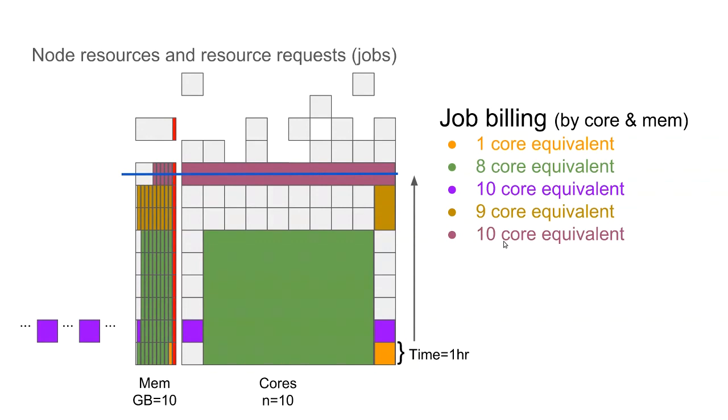And then this last 10-core job, although it's not using up all of the memory, it's still being charged 10 cores because it's taking up all 10 cores. So understanding the billing of this affects how the jobs that you're submitting might be affecting the wait time of your subsequent jobs. This is something we'll touch on more later.